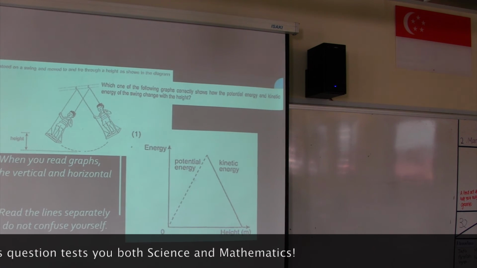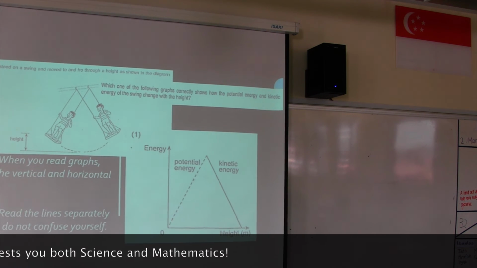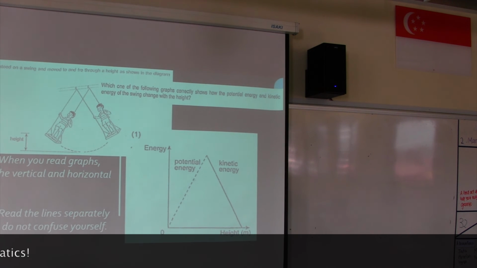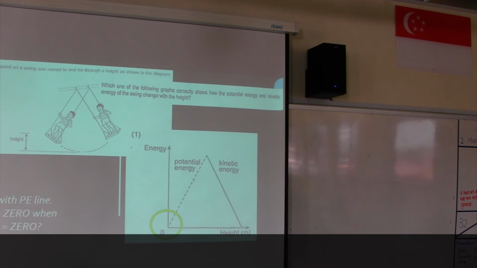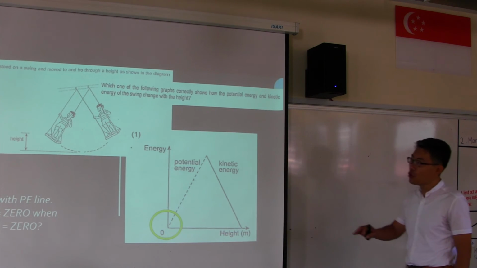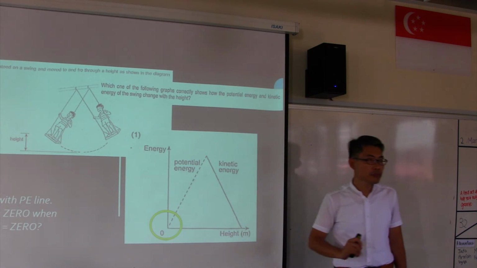Now, I will read them separately. I won't try to read both lines at the same time. I'll focus on just one, either potential energy or kinetic energy. Let's start with option one. I start with the potential energy line. Do you think that the potential energy is zero when the height is zero? Who thinks that potential energy is equal to zero when height is zero?